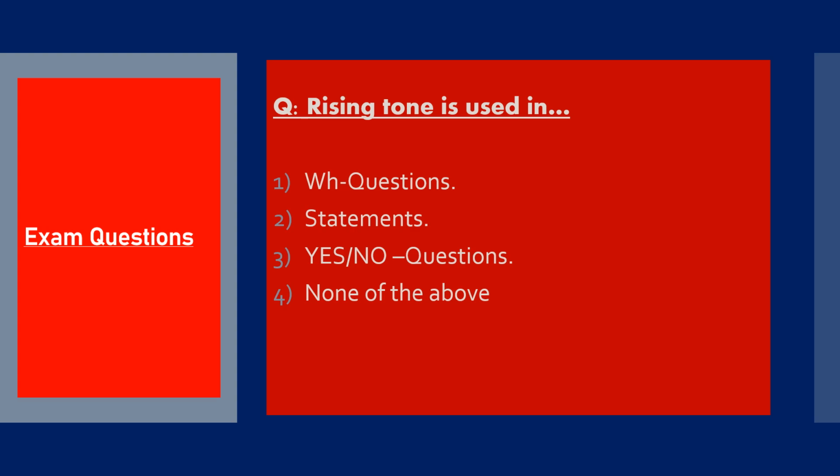When we are asking any question related to yes or no, like, are you a student? Yes, I'm a student. Are you playing cricket? Yes, I'm playing cricket. Do you live in a city? Yes, I live in a city. Do you play cricket? Yes, I play cricket. So in these questions we use rising tone. These are the rules for the rising tone. In the next video we'll watch where we use the falling tone.